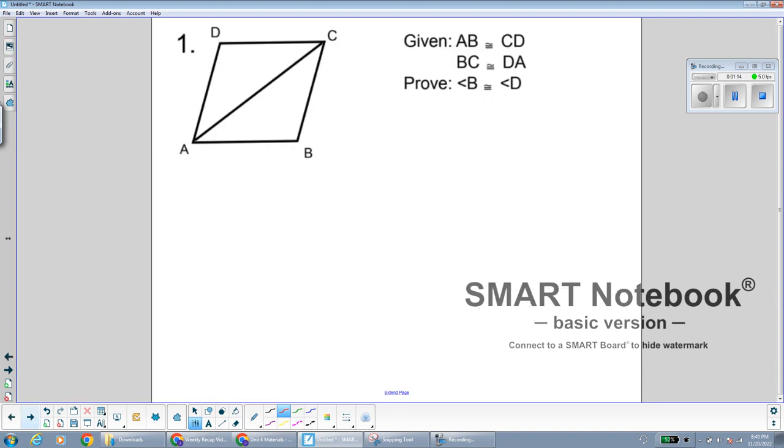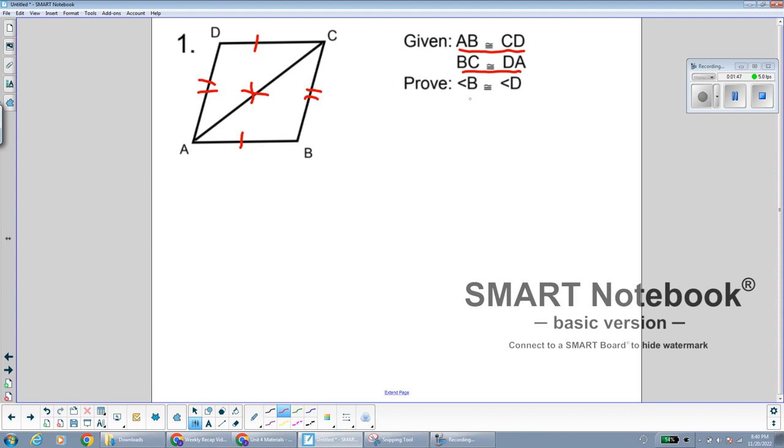Let's take a look at our given information for this proof. So our given information tells us that AB is congruent to CD. So I'm going to mark that in my diagram, which is always my first step for writing any proof, marking my diagram with the given information. I also know that BC is congruent to DA, so I'm going to mark that into my diagram as well. And I also notice the shared side between the two triangles, so I can say that AC is congruent to itself, and that would be by the reflexive postulate.